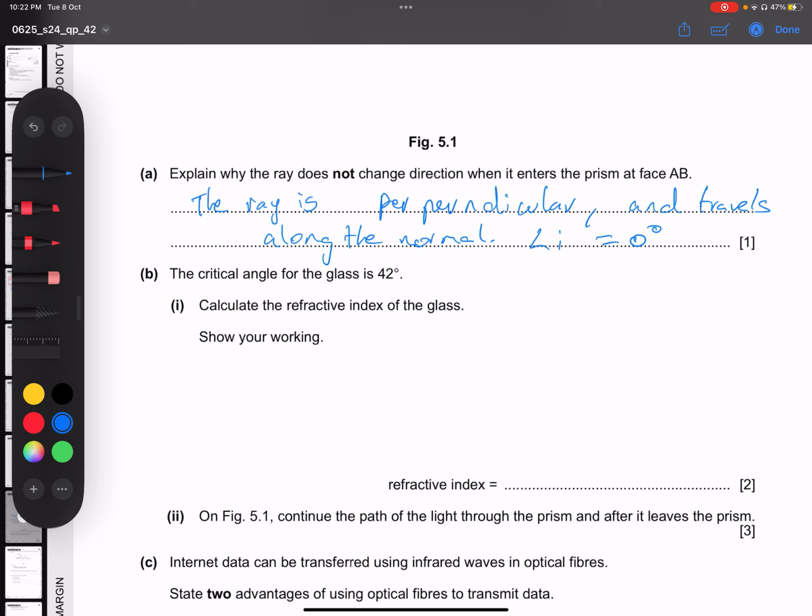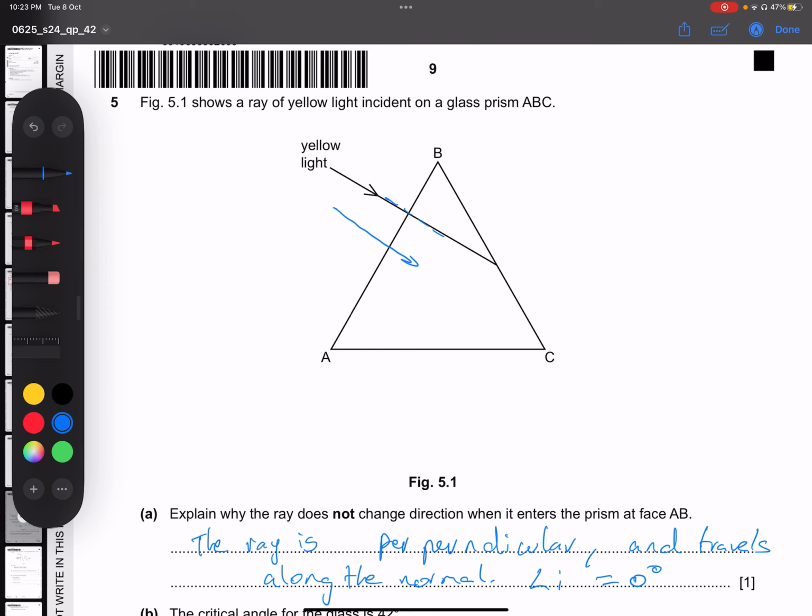Okay, the critical angle for the glass is 42 degrees. Calculate the refractive index of the glass. So we know n is equal to 1 by sin c, and this is derived via the formula n is equal to sin i by sin r. Why we're taking 1 by sin c here is that total internal reflection only happens when light is moving from a denser medium to a rarer medium. So at the boundary, for example here, glass is the denser medium, and air here is the rarer medium.